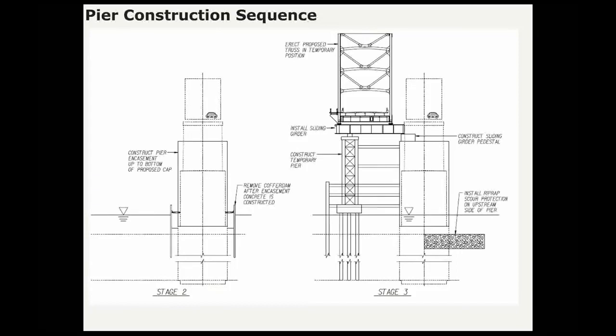The next step was to then construct the encasement concrete up from the top of the caisson up to the bottom of the proposed pier cap. So once we've got that done, you can see the new concrete here. Once that is in place, we can remove that cofferdam, so we no longer need access to the caisson.